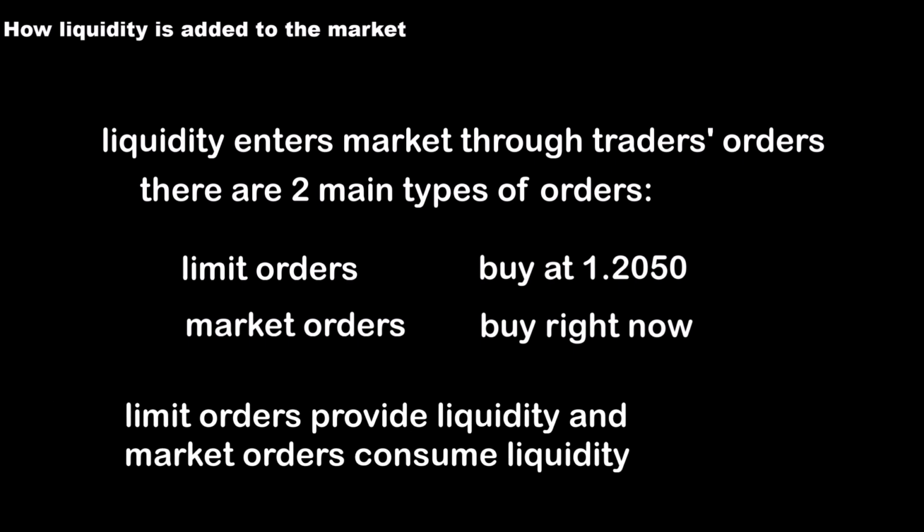These orders consume liquidity because they remove existing limit orders from the book. That's why traders who place limit orders are called liquidity providers, while those who place market orders are liquidity takers. Whenever the market moves in one direction, it must consume the liquidity on its path. And when you place a market order, the market consumes your liquidity too.